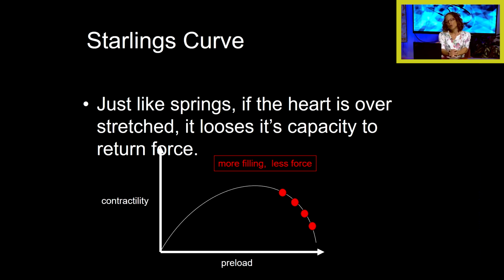We gave the example before of stretching a slinky. Normally we pull a slinky apart and it springs back together really nicely. But if we overstretch a slinky, as we all have done or our children have done at some point, it doesn't work anymore. It doesn't return force back into itself because it's overstretched and doesn't have that nice springy effect.